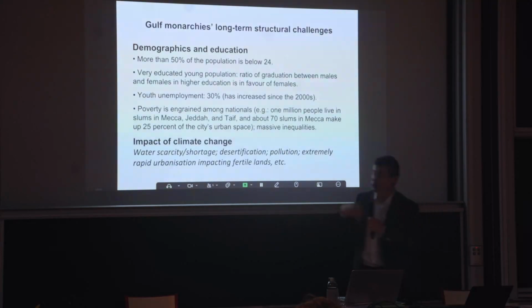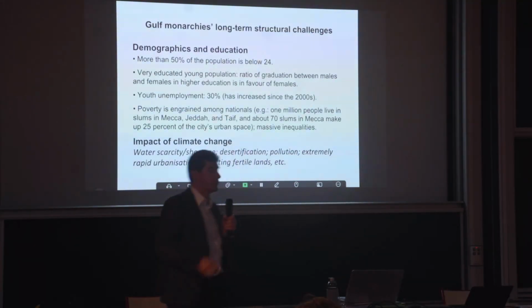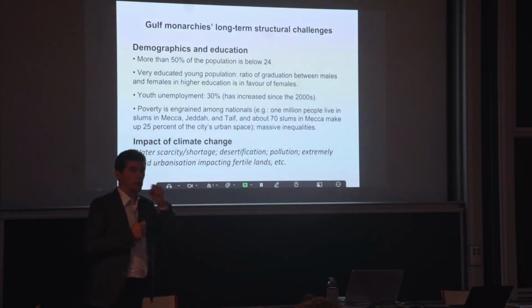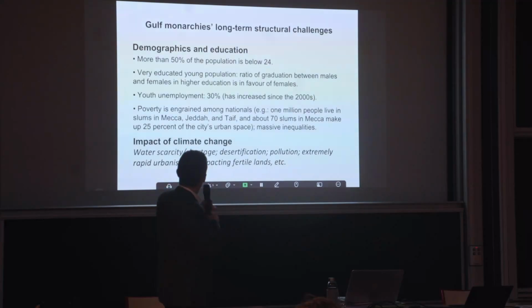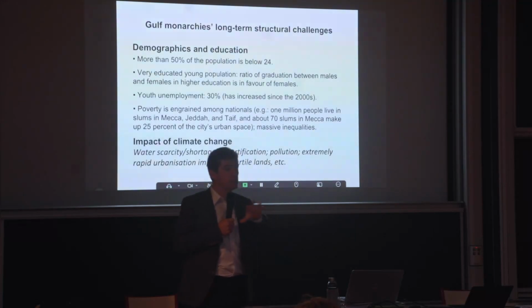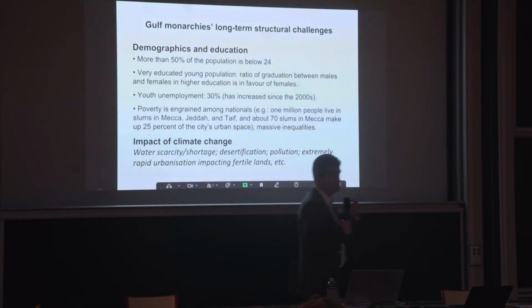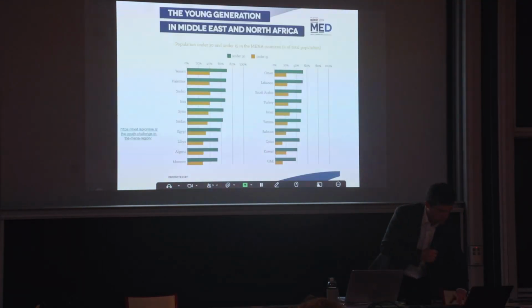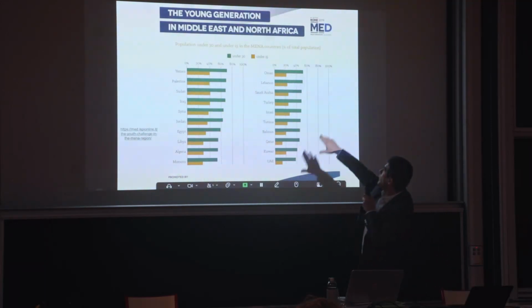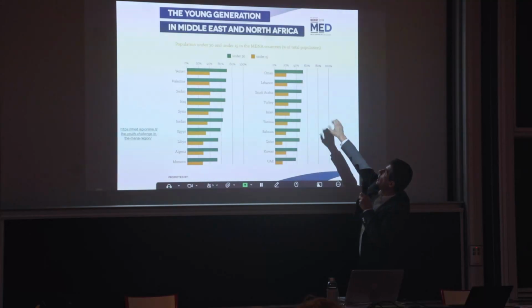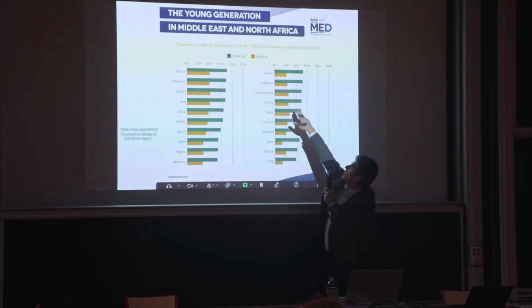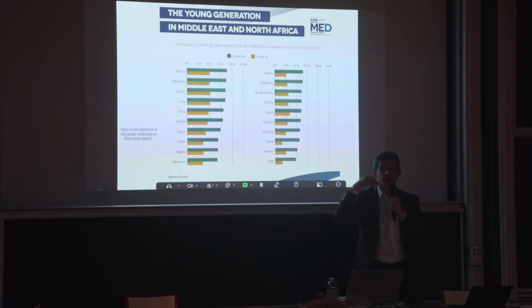So what are the structural challenges that these countries have been facing, which can be related to the things that I discussed about the Arab uprisings? The first one is that more than 50% of the population in these countries, as is the case across the Middle East in general, is below 24. So extremely young countries in terms of demographics. For instance, in Saudi Arabia, 50% are under 30, or under 24 sometimes, depending on the figures. And in Saudi Arabia, even 25% of the population is under 15.